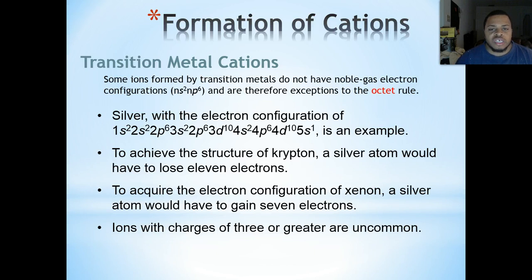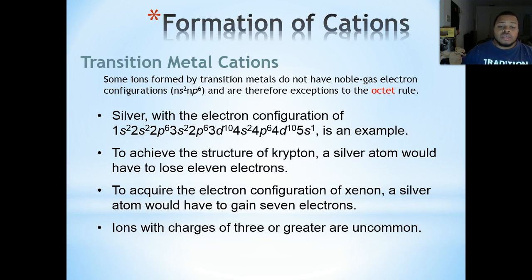We have silver's electron configuration written out before us. Now, the goal is to be like the noble gases, but silver's in a bit of a problem. Why? If it wants to be like krypton, it has to lose 11 electrons. That's a problem. If it wants to be like xenon, it has to gain 7. Now, most times, as you notice, we said that our Lewis structures only have up to 8. And so, this is the reason why.